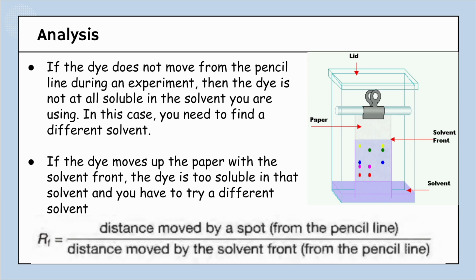The RF value is the retardation factor. This is calculated using the formula distance moved by the spot from the pencil line divided by the distance moved by the solvent front from the pencil line. This retardation factor is always less than 1.